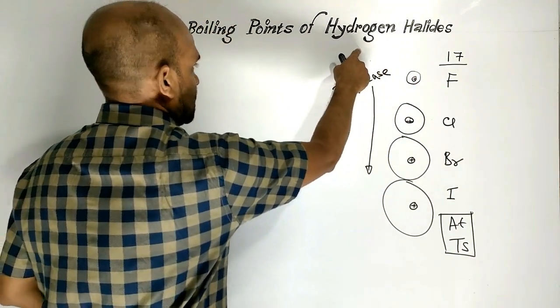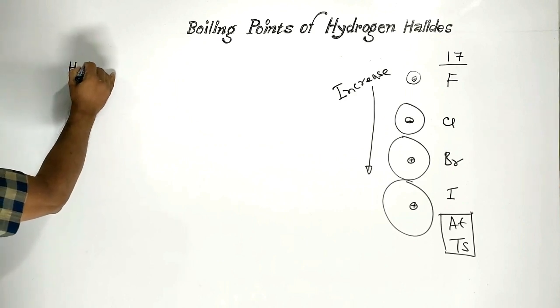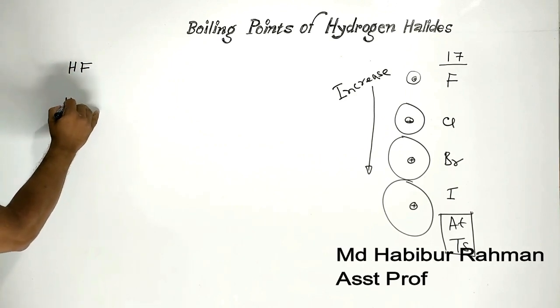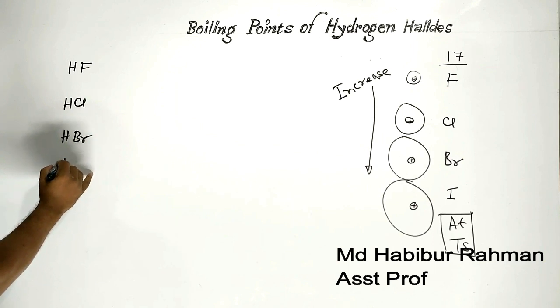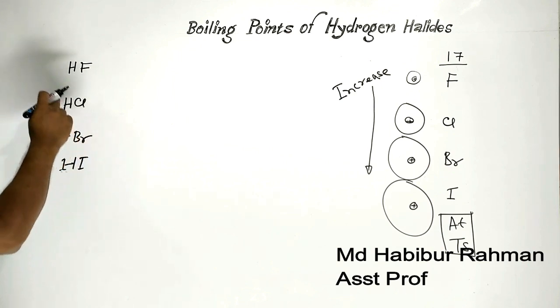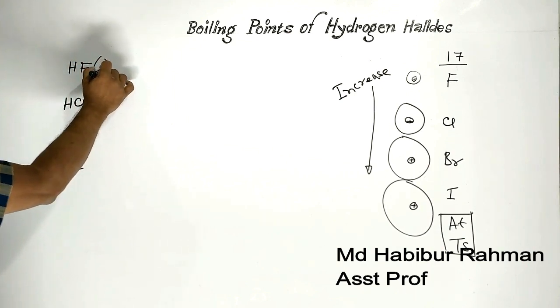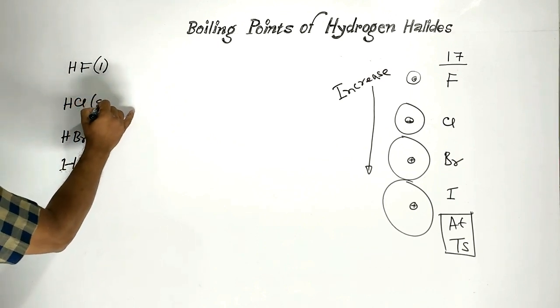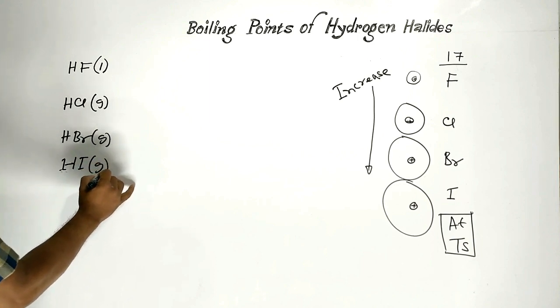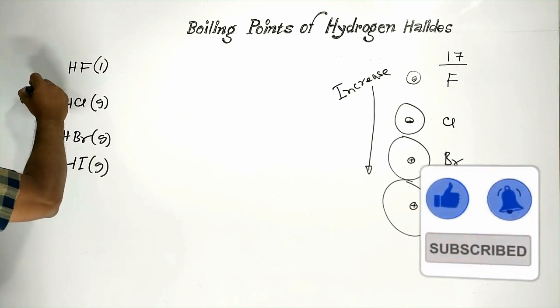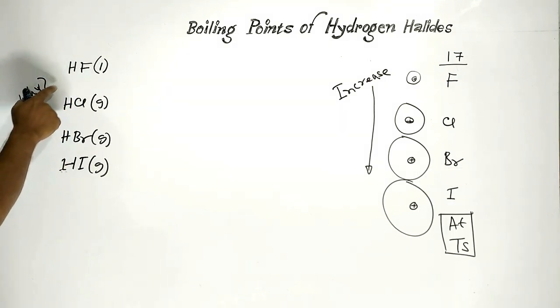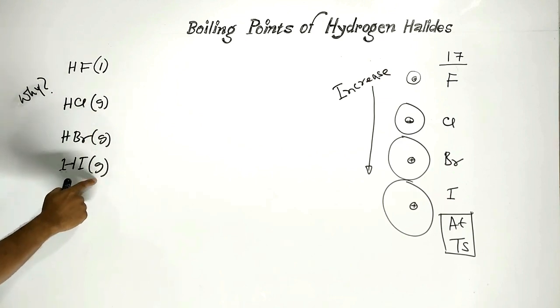Now let us see hydrogen halides: hydrogen fluoride, hydrogen chloride, hydrogen bromide, and hydrogen iodide. Hydrogen fluoride is liquid at room temperature, but other halides are gaseous in physical state. This is question number 1. Why is this liquid in state, but other hydrogen halides are gaseous in state?